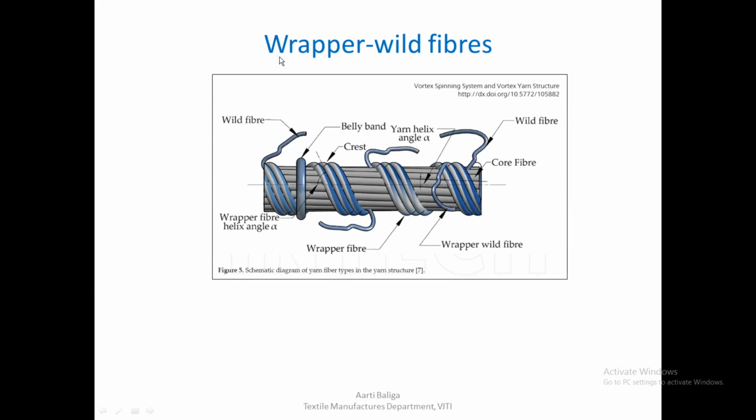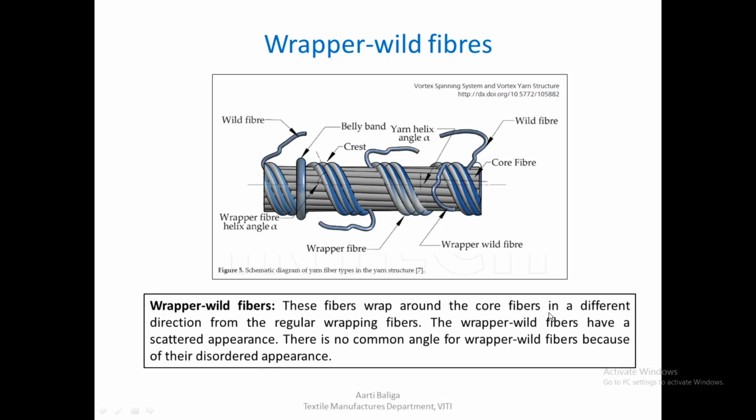When we come to wrapper wild fibers, these are this kind of fibers where they are to a certain extent embedded in the wrapper fiber, but they are still protruding out of the body of the yarn. So these fibers wrap around the core fibers in a different direction from the regular wrapping fibers. The wrapper wild fibers have a scattered appearance. You'll see they are scattered all over the place. There is no common angle for wrapper wild fibers because of their disordered appearance.